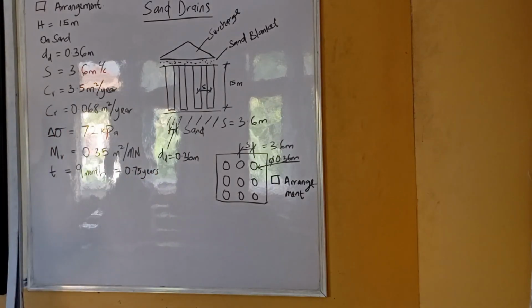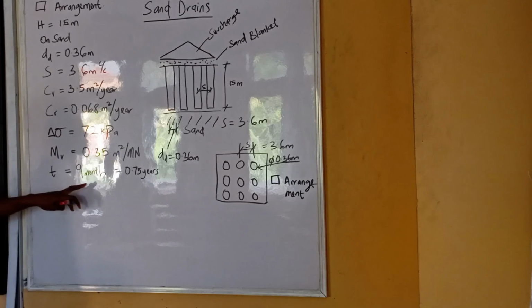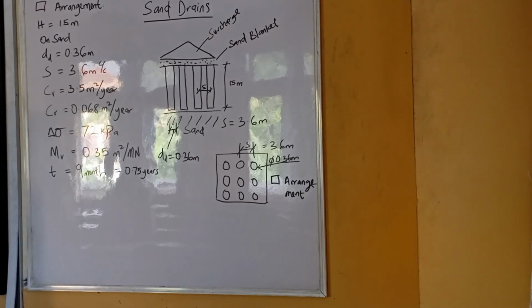We are working with years. We're given 9 months, and to convert it to years, you divide it by 12, because 1 year is equal to 12 months. So that's 0.75 years. Okay. And there's one thing you need to take note of, which is very important.